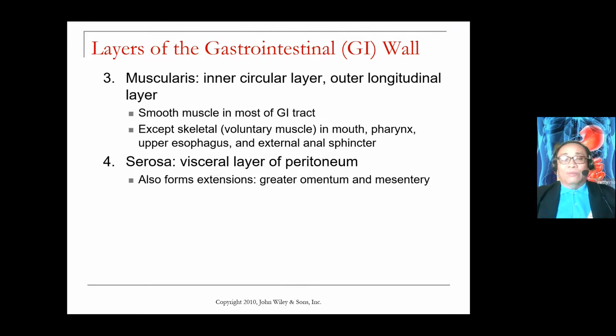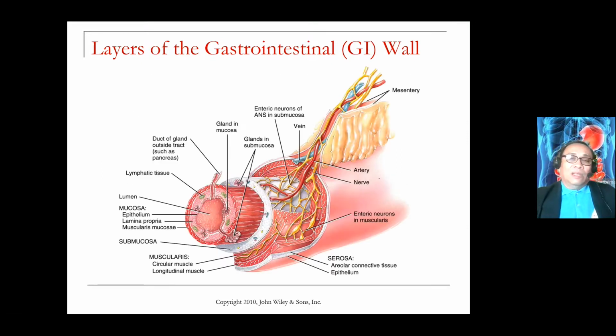And the outermost layer would be the serosa. It's a visceral layer of peritoneum. This is what we call the fascia that wraps around the gastrointestinal tract. And furthermore, it creates further extensions called the greater omentum and mesentery. And this is another graphic depiction of the layers of the gastrointestinal tract. Let's try to rename it. First, this is the mucosa.